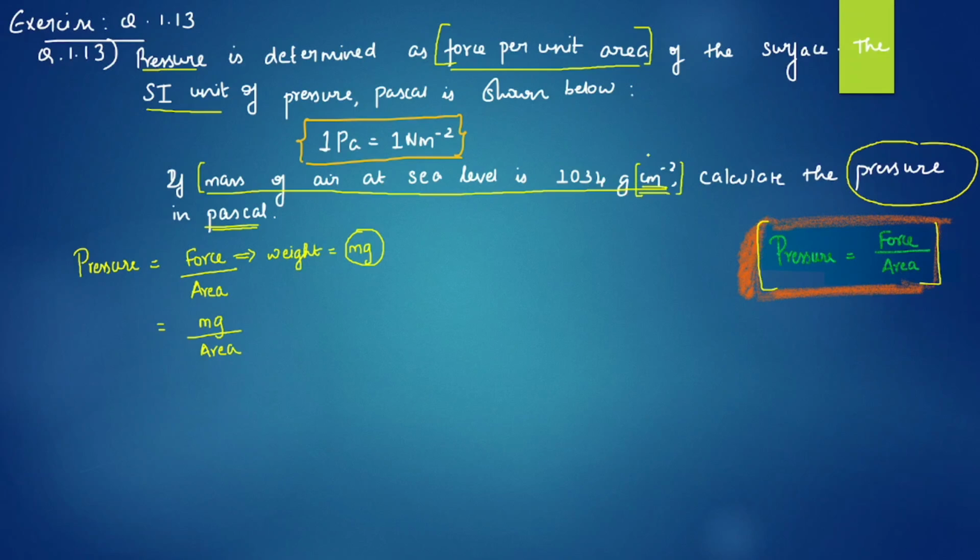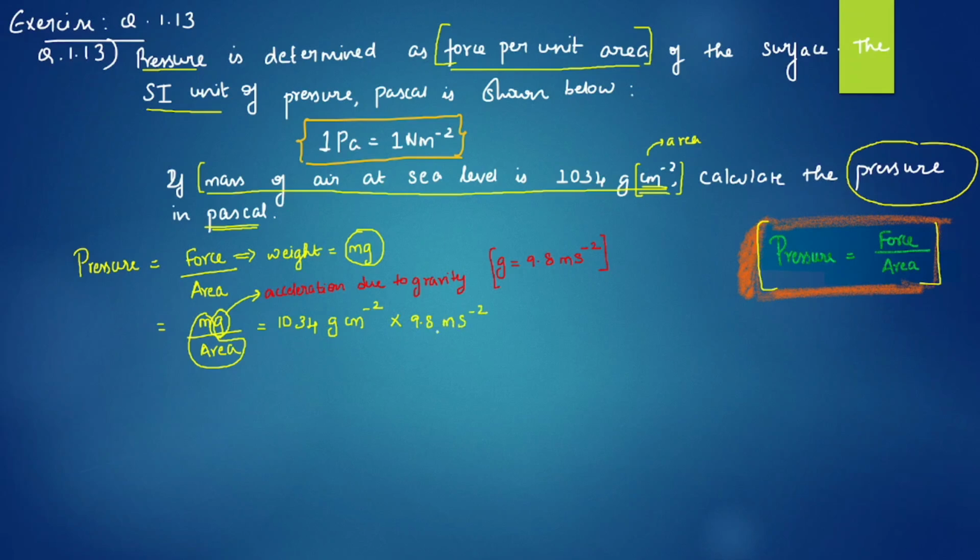In the question, mass of air at sea level is given as 1034 grams per centimeter square. That means it has been given as the mass per area. So in the place of mass by area, we can substitute it as 1034 grams centimeter inverse square. And the g is nothing but the acceleration due to gravity, which has the constant value. g is equal to 9.8 meter per second square. So in the place of g, we shall substitute 9.8 meter per second square.